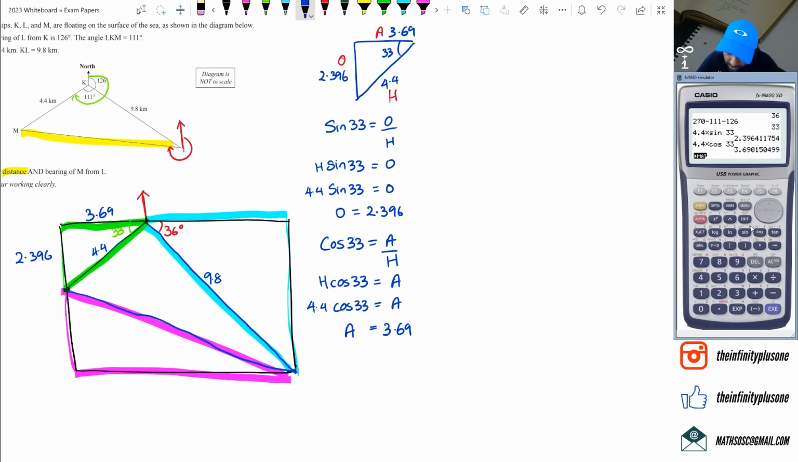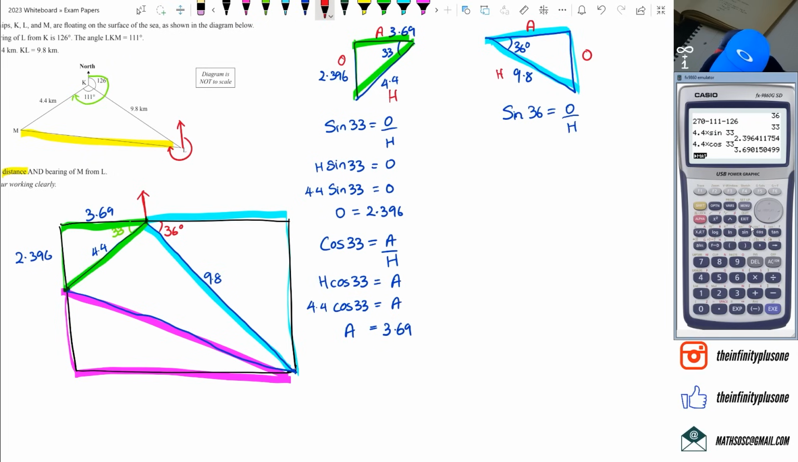Now I need to work out the blue triangle's ones. So this is the green triangle. Now I'm going to work out the blue triangle. And with the blue triangle, I've got 36 degrees and 9.8. And once again, I've got opposite and adjacent. So again, same thing. I'm going to do sine of 36 is equal to opposite over hypotenuse. And remember that the hypotenuse is 9.8.